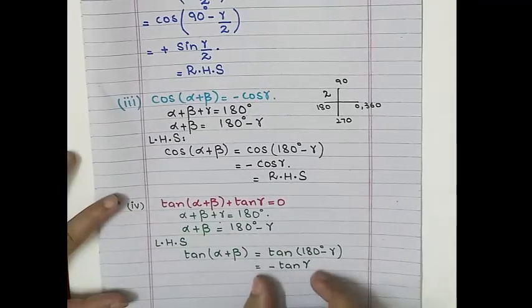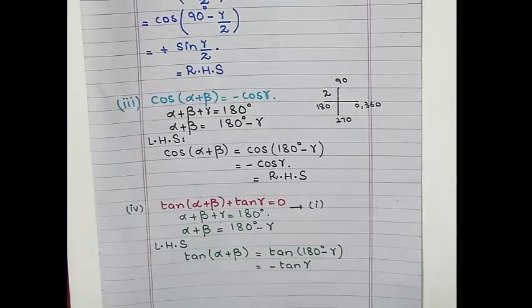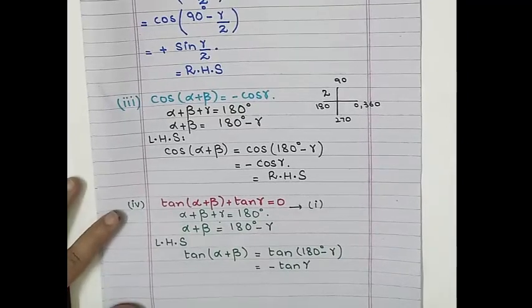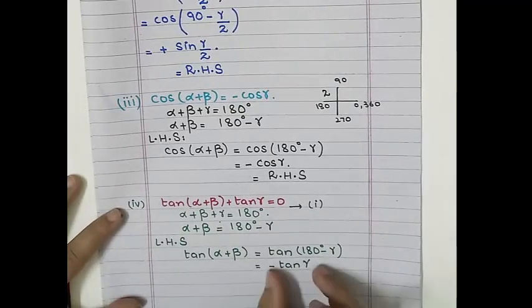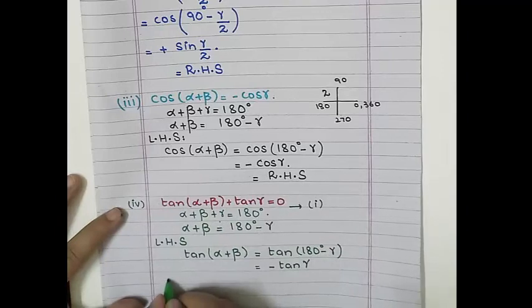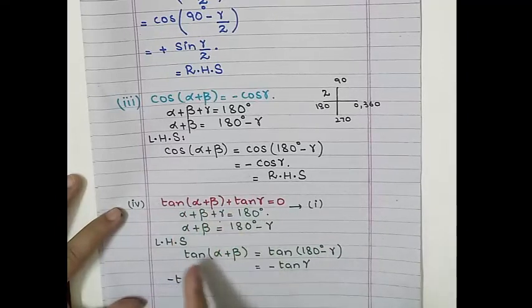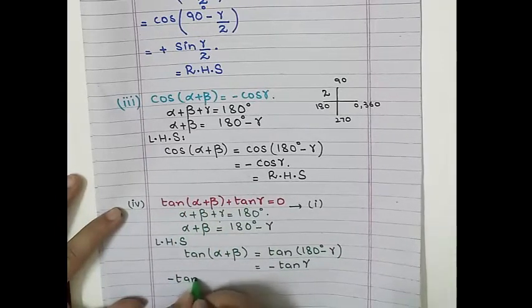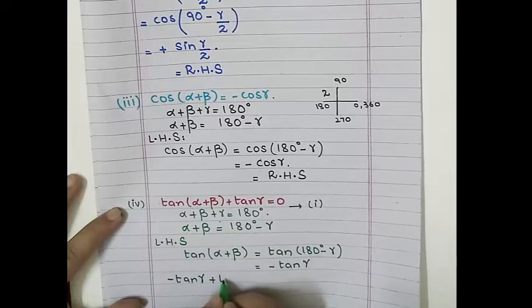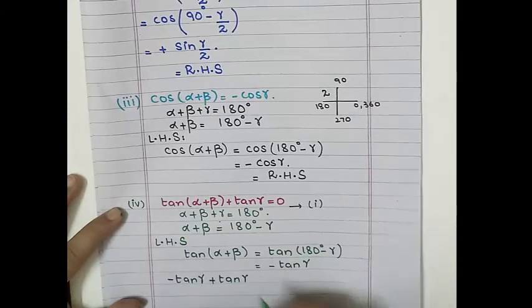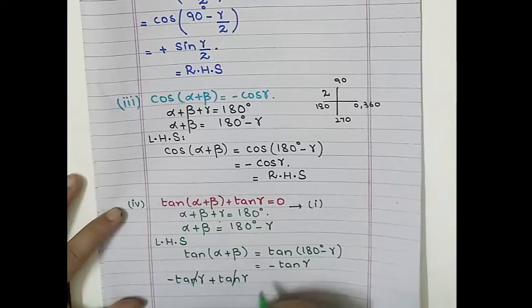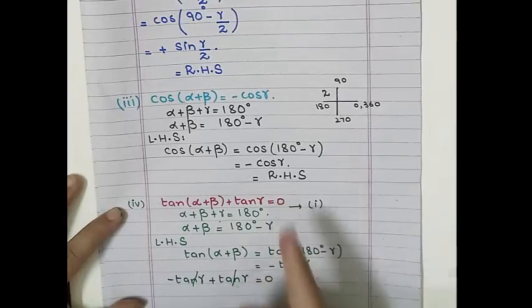So now we will put this value in this equation. Let me label it as 1. So putting the value in the first equation, we have tan of alpha plus beta is equal to minus tan gamma plus tan gamma. So this will be cancelled out and we have 0.